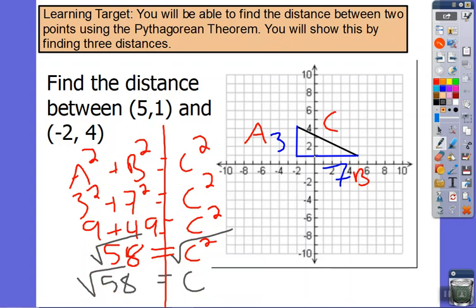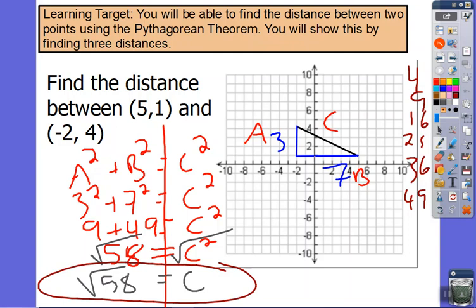Now I need to know if any of those numbers, 4, 9, 16, 25, 36, 49, go into this. Now I'm curious if 4 does. It does not. I'm pretty sure 9 doesn't. It does not. Let's just double check 16. It does not. So that again is simplified right there.